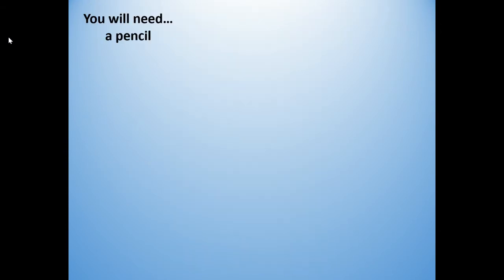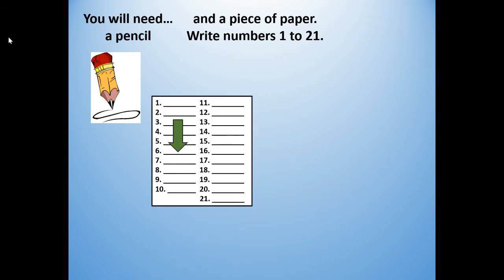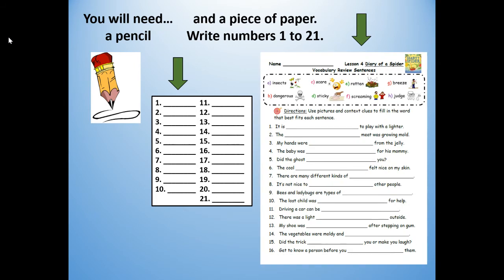For this lesson, you will need a pencil and a piece of paper, and you're going to write your numbers 1 through 21. Or if your teacher has given you this worksheet, which has 21 sentences on it on the front and the back, you can use that. If you need to, push pause, get your pencil and paper, write your numbers 1 through 21, or get your worksheet with the sentences 1 through 21, and then push play when you're ready.